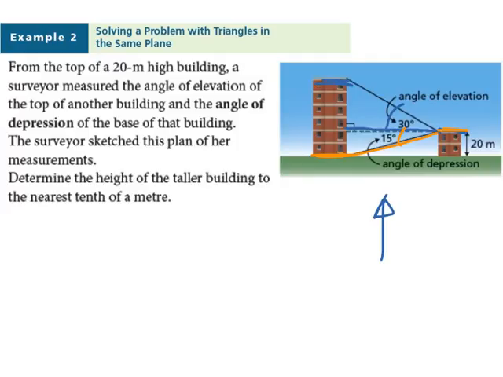So using these angles and the height of the small building, we should be able to solve for the height of the tall building. In this question, there are two triangles involved. First is the small triangle, and then the large. We're going to focus on the small first.